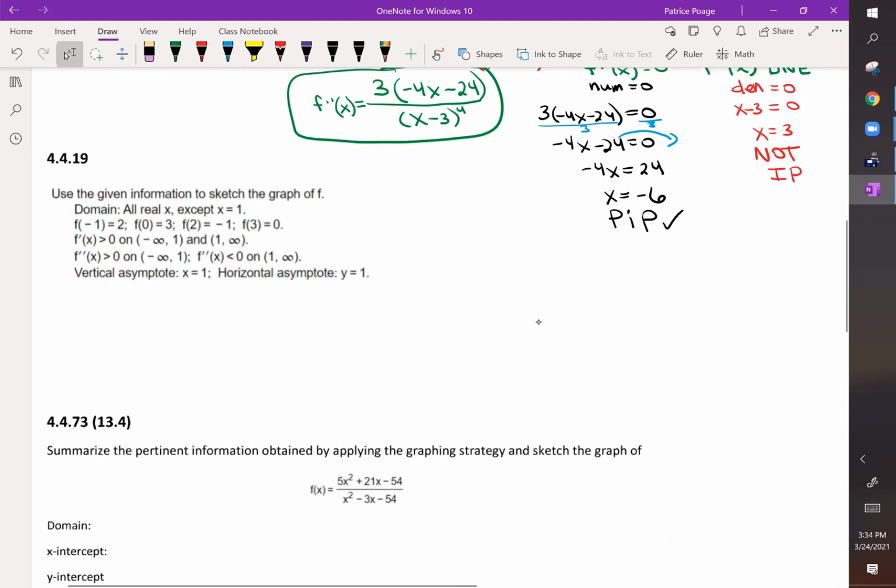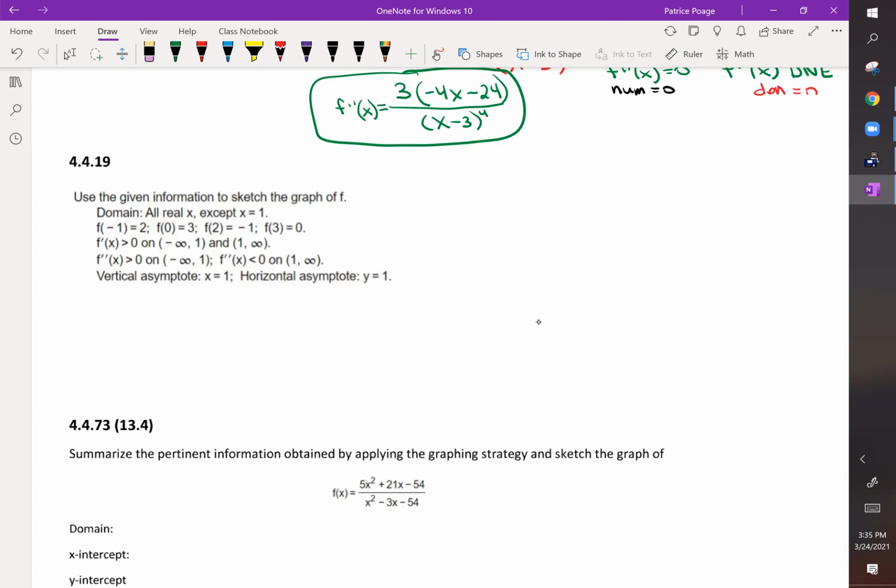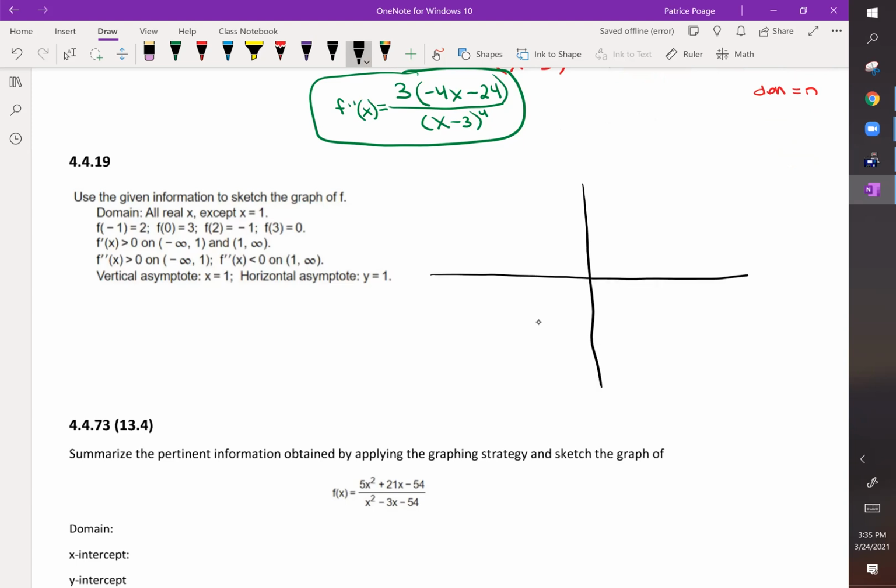So here, this is 4.4.19. This is also from the online homework stuff. So it's also multiple choice. It gives you like 4 choices of graphs, which makes it a pretty easy problem. But for the sake of practicing, in case you're doing the extra credit thing, we're going to graph this whole thing. And then I'm going to show you, since it's multiple choice, a very quick way to find the answer if you're not doing the extra credit and you're just doing the online stuff.